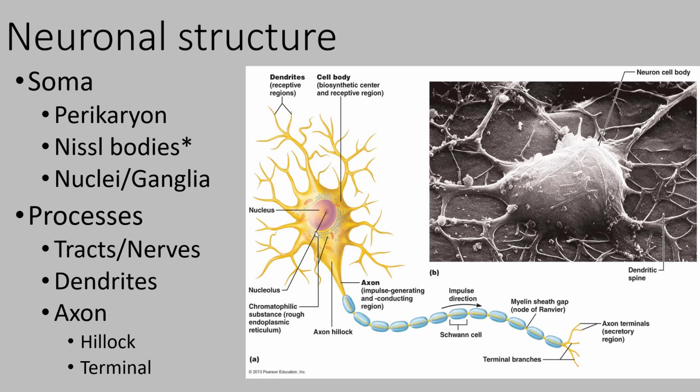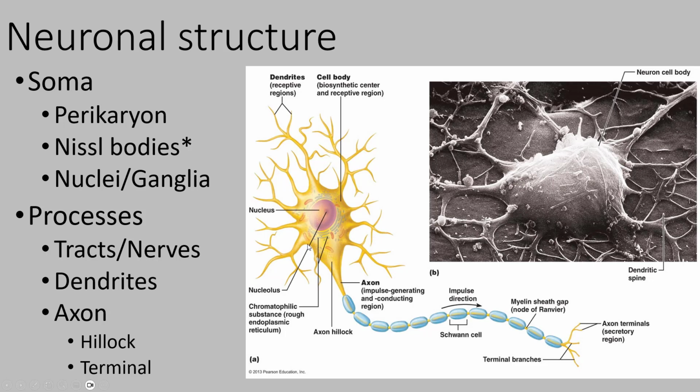Neurons like to cluster together. In the central nervous system, if we have a cluster of neurons, the cluster of cell bodies in the central nervous system is called a nucleus. There are various nuclei in the central nervous system. So when we're talking central nervous system, a nucleus is a cluster of neuron cell bodies.